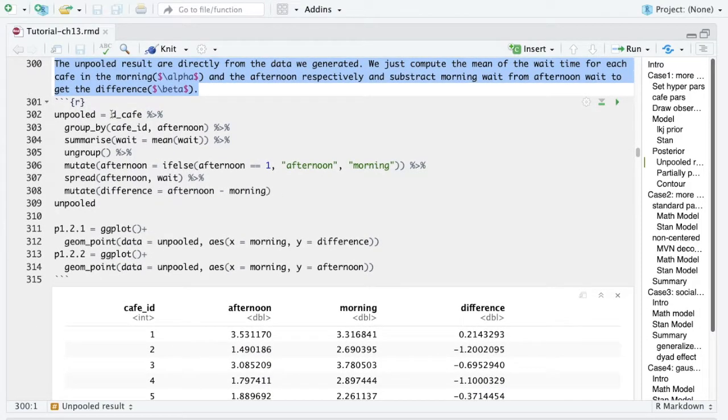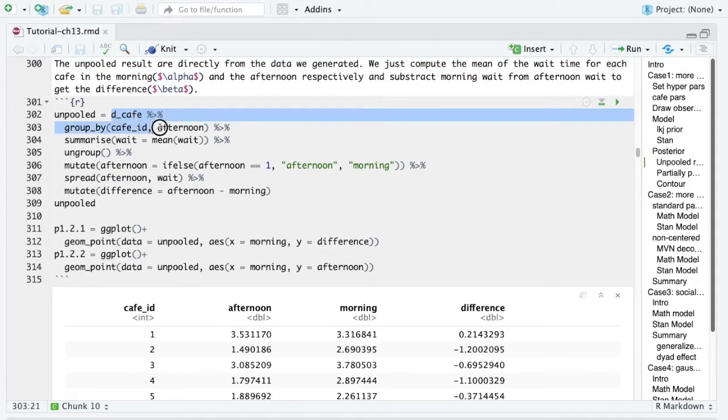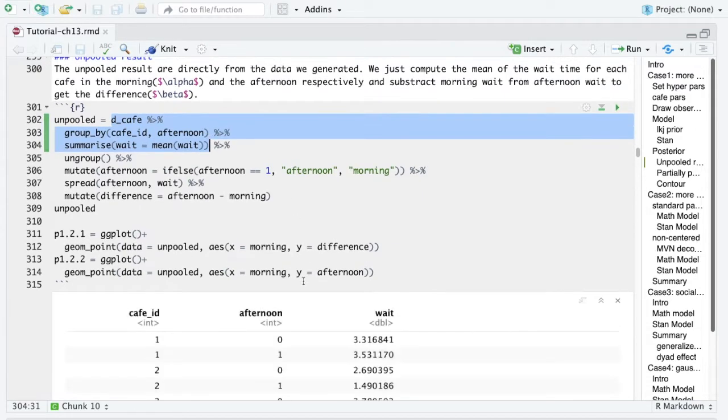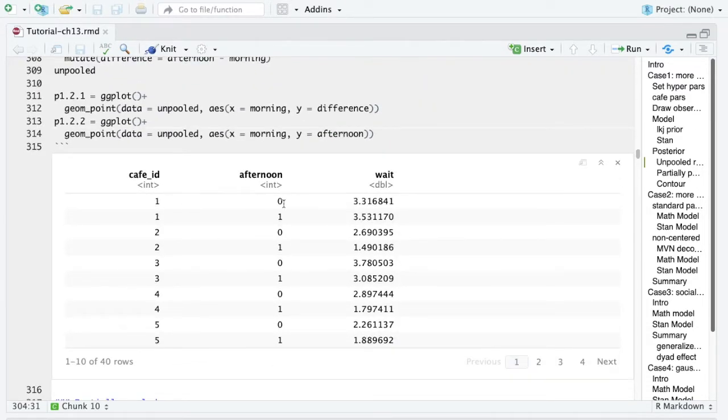Here is the code I use to generate such results. So I use the group by function to group by each cafe and the time of the day and summarize the wait time using mean. The first part of the result will be like this. So the first row is the waiting time for cafe 1 in the morning, and the second row is the waiting time for cafe 1 in the afternoon.